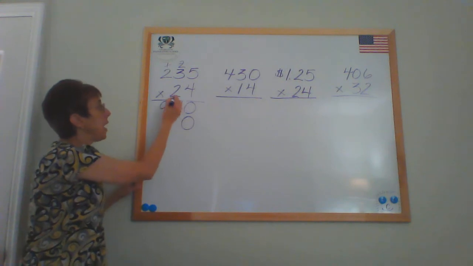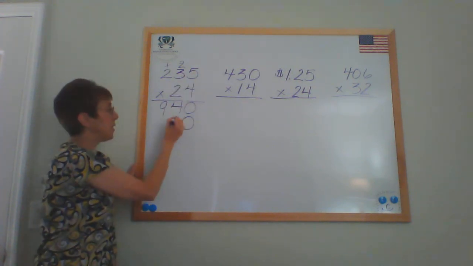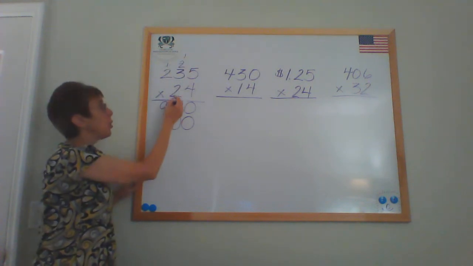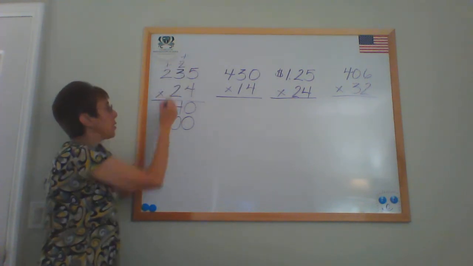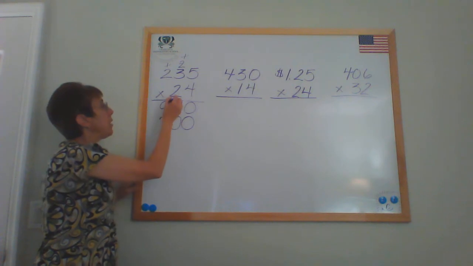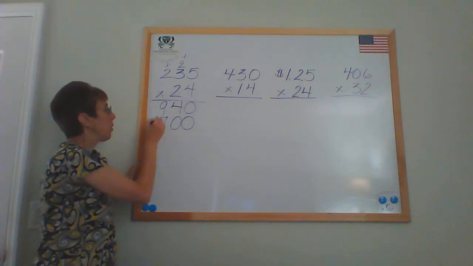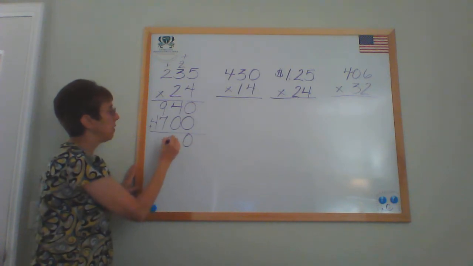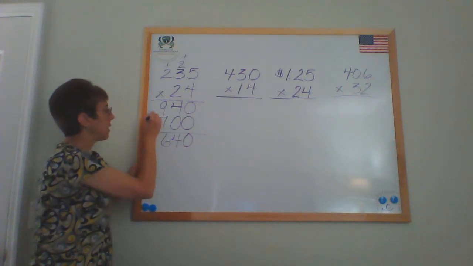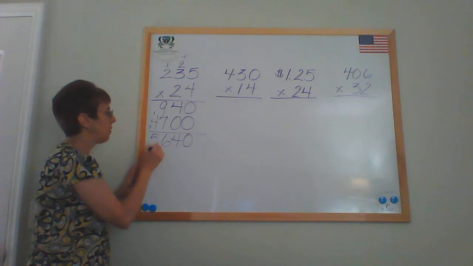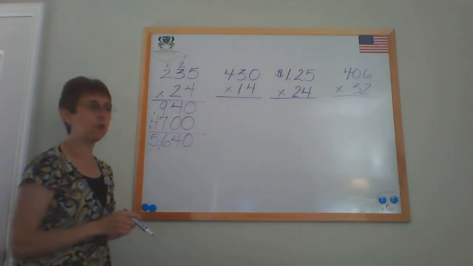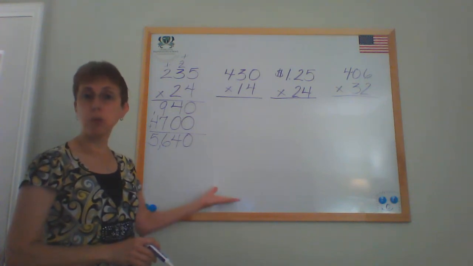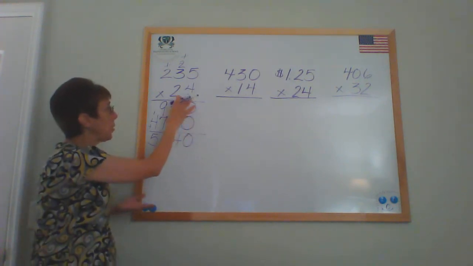And now we say 2 times 5 is 10. Put down the 0, carry over the 1. 2 times 3 is 6, plus 1 is 7. And then 2 times 2 is 4. Then you add that up. 0, 4, 16, and 1 plus 4 is 5. 5,640.